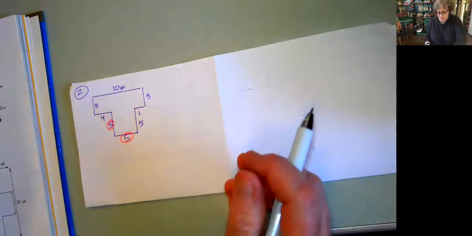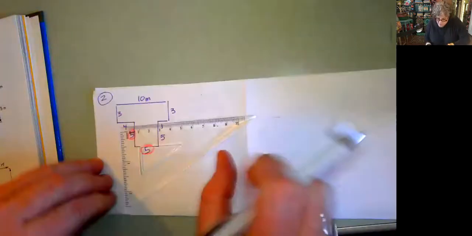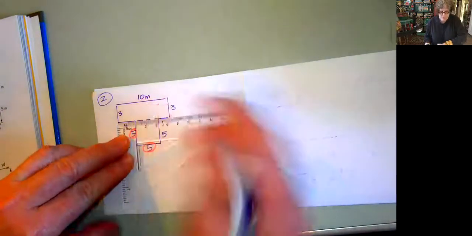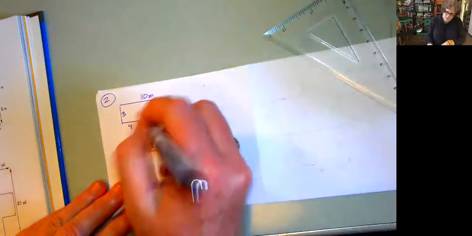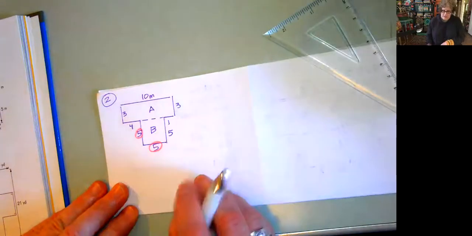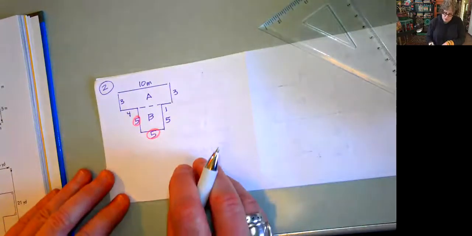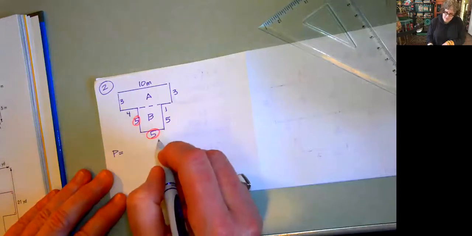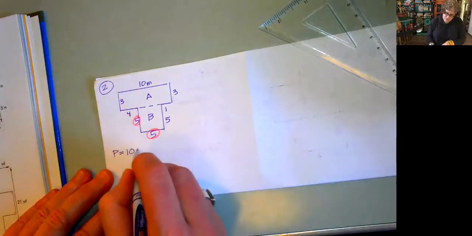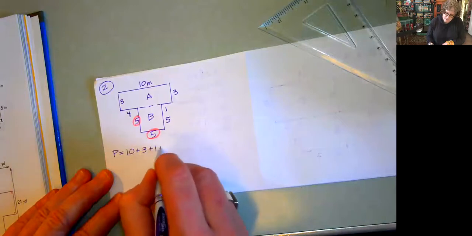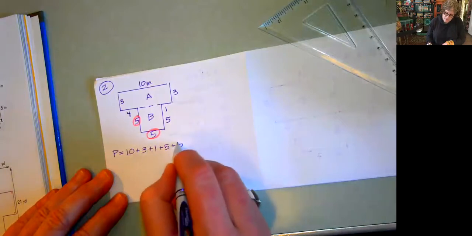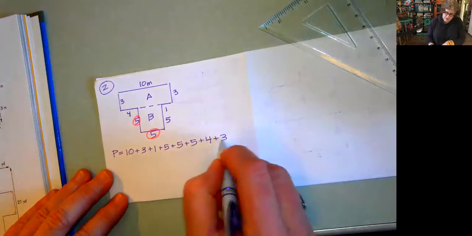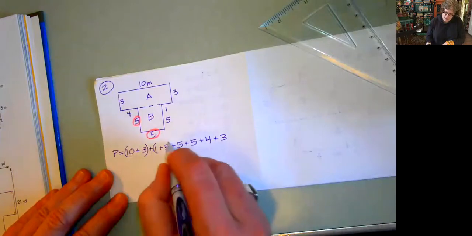And then remember, we have to cut it into two shapes to find the area. So let's do that now. I'm just going to do it at the logical part, which is right there. A, B. All right, let's find the perimeter first. Woohoo! So we're going to take P equals side plus side plus side. Let's start with 10. 10 plus 3 plus 1 plus 5 plus 5 plus 5 plus 4 plus 3. How is that for a doozy?